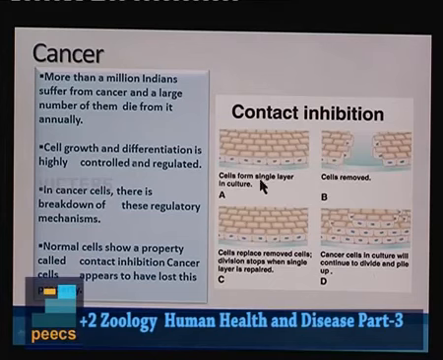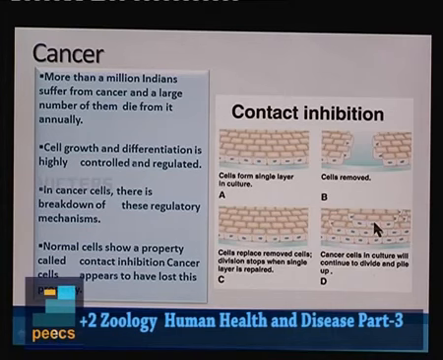Suppose we have normal cells in a single layer in a culture, and some of the cells are removed. In the case of normal cells, there will be a repair, or there will be division of cells to fill that space, and when they have filled that particular space, the cell division will stop. So, cells replace the removed cells only in the case of normal cells, and the cell division will stop when a single layer is repaired. You can see here, this is for the normal cell.